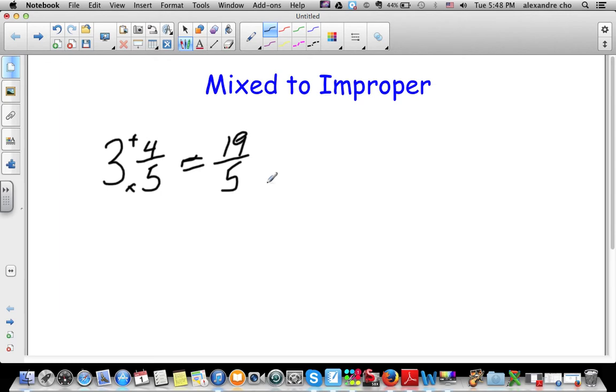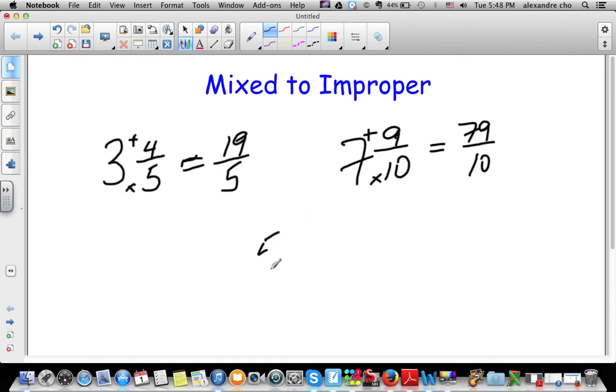They're just in different ways, I guess. So one's a mixed fraction, one's an improper. So let's try another one again. 7 and 9 over, I don't know, 10. Okay, multiply these two and then add that to 9. So 10 times 7 is 70, plus 9, 79 over 10.